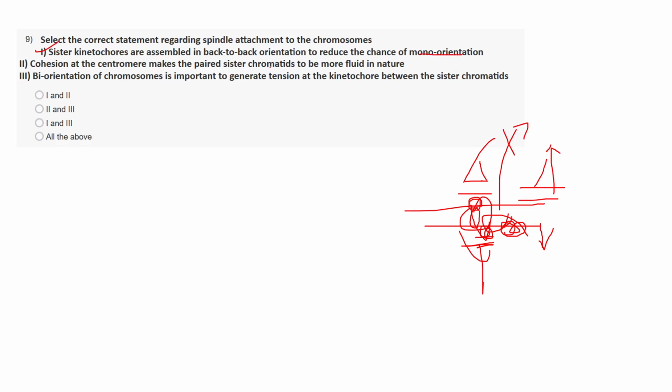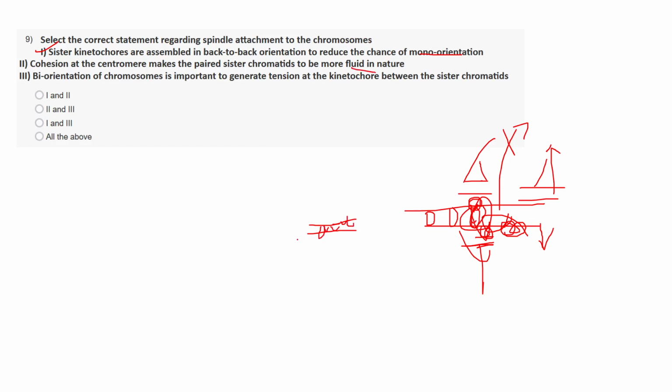Cohesion at the centromere makes the paired sister chromatids more fluid in nature. So this is the centromere region, and the cohesion, which is mediated by the cohesin proteins, makes the sister chromatids more fluid in nature. So this option is actually incorrect, because if the cohesins are there, cohesin actually helps to be more rigid rather than fluid. Because of the cohesin protein, the chromatin regions are rigid in nature. It does not become fluid.